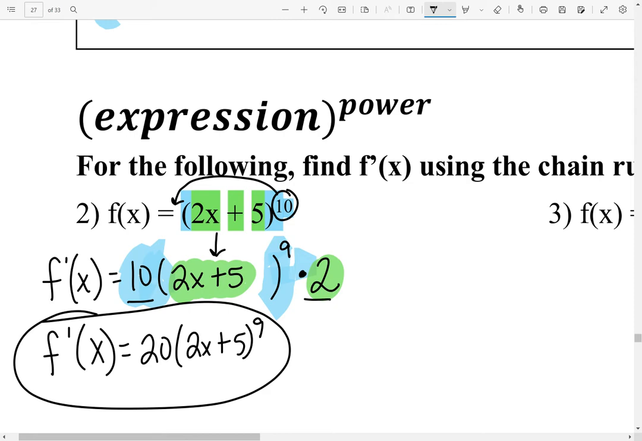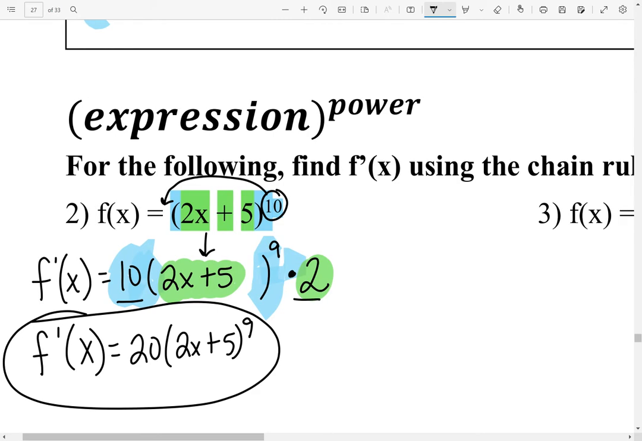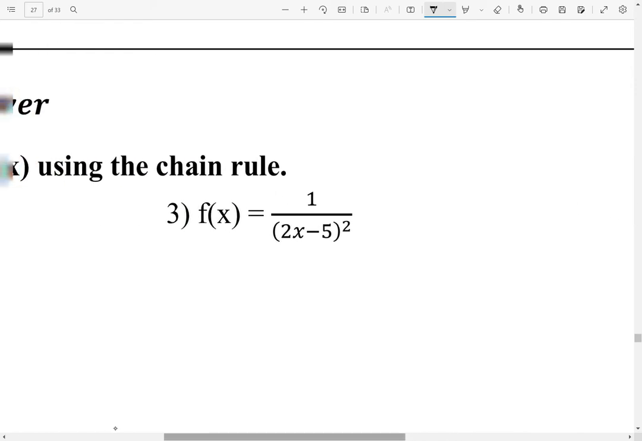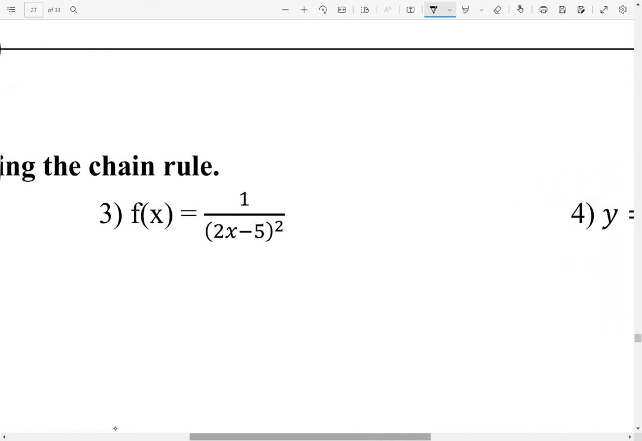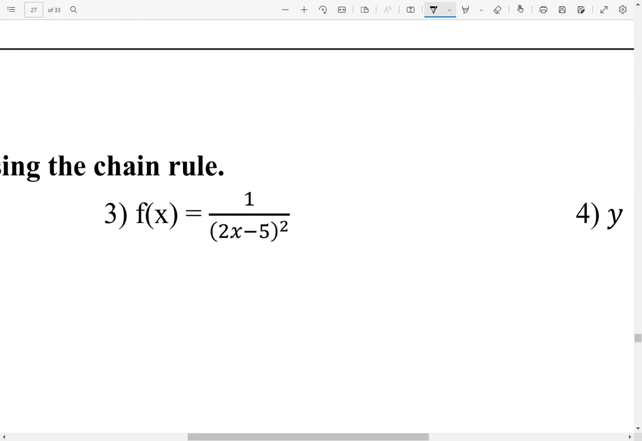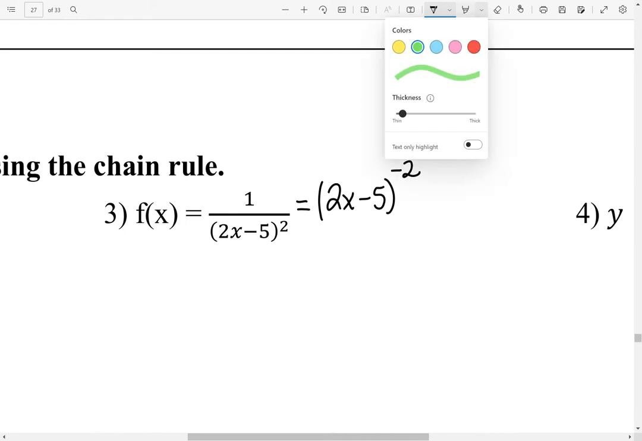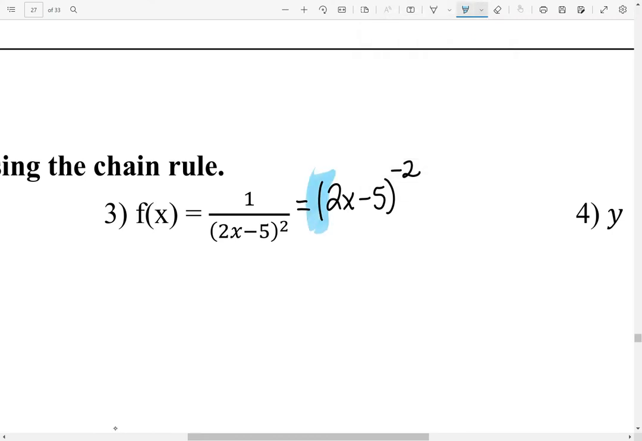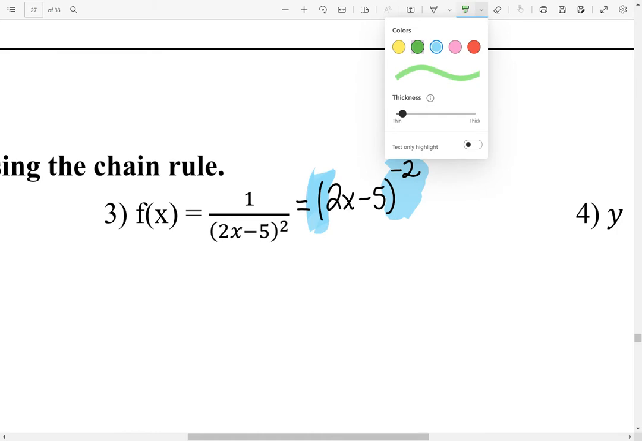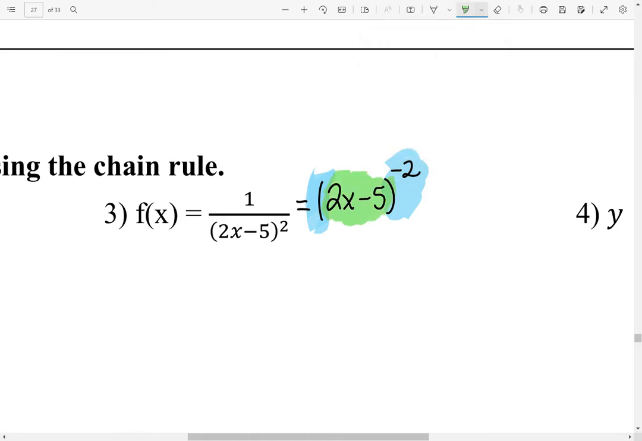You might see some, like example 3 right beside it. It doesn't look like there's an expression to a power because I've got a fraction, but I can rewrite this fraction as a negative exponent. So I can rewrite that as 2x minus 5 to the negative second power. And so now my outside expression is the parentheses to the negative 2, and my inside expression is 2x minus 5.